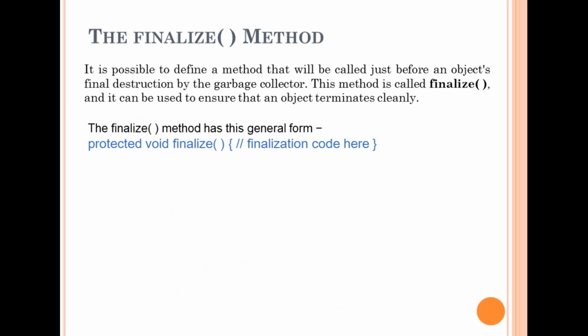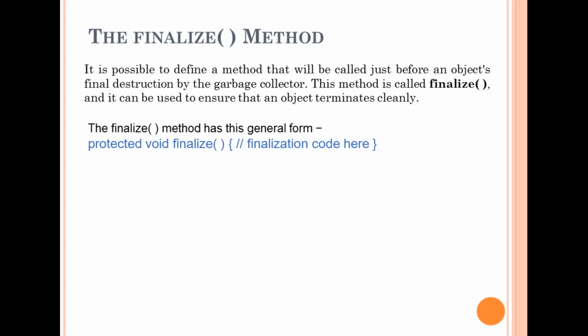The finalize method. It is possible to define a method that will be called just before an object's final destruction by the garbage collector. This method is called finalize, and it can be used to ensure that an object terminates cleanly.